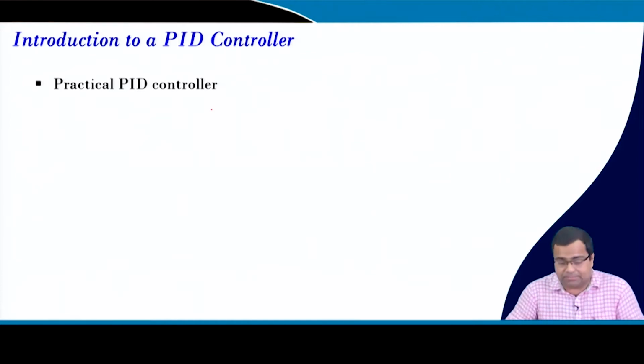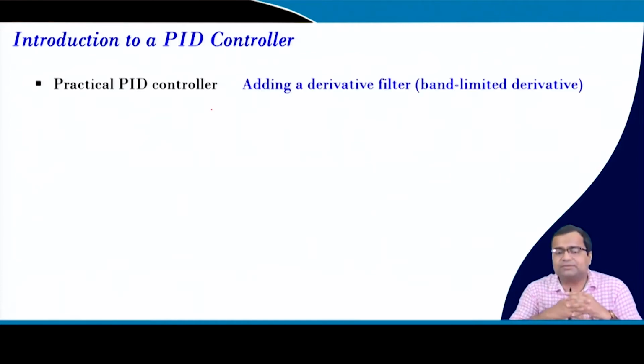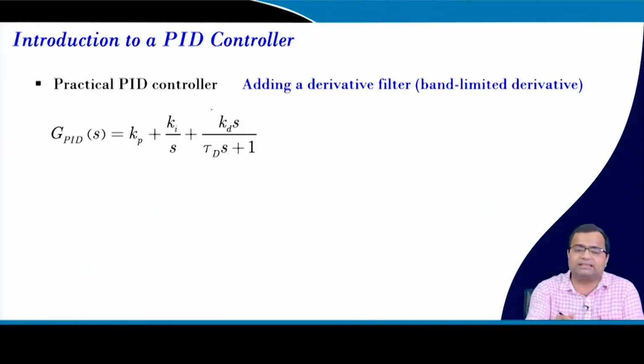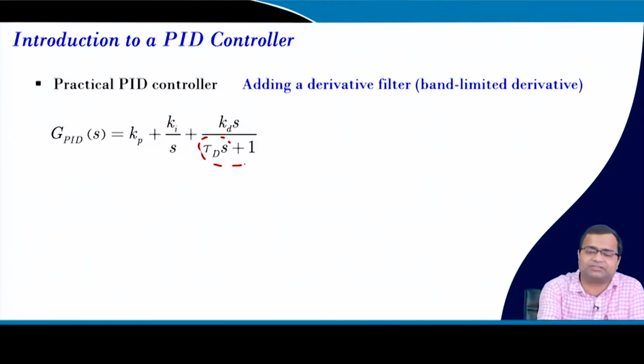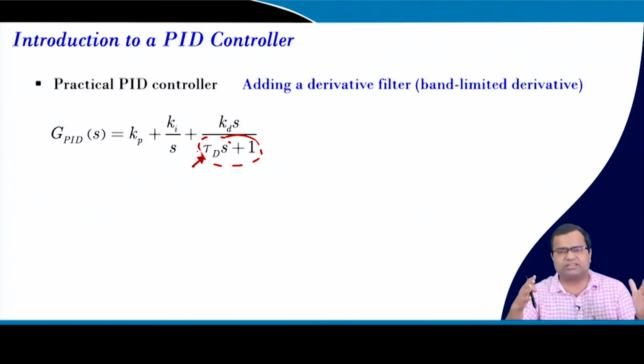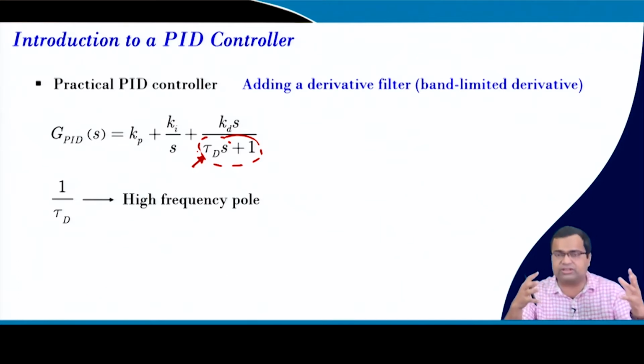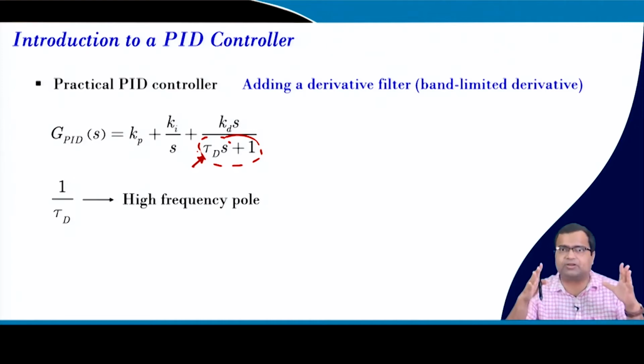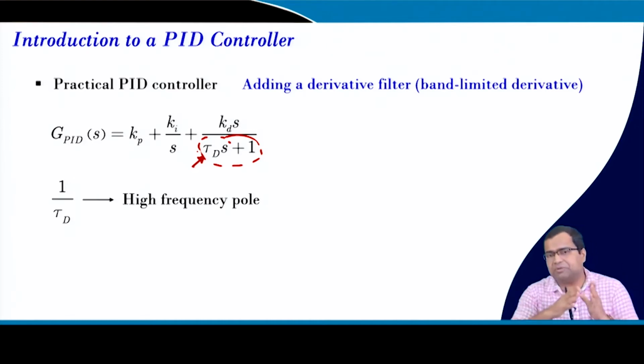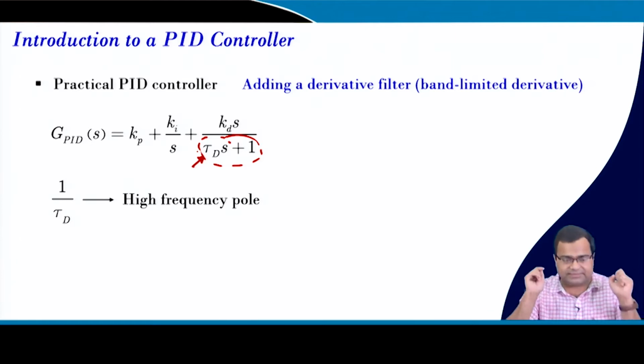Now, for the practical PID controller, we need to add a derivative filter as we discussed, and this derivative filter comes in this structure where tau d is the time constant. Typically this time constant is much faster if we want to realize closely a derivative action, depending upon the type of system we are considering, because this should be much smaller than the time constant of the system.